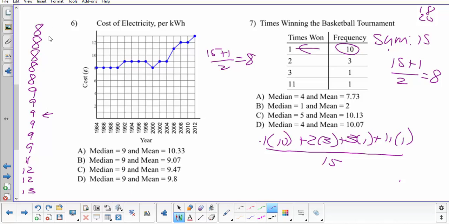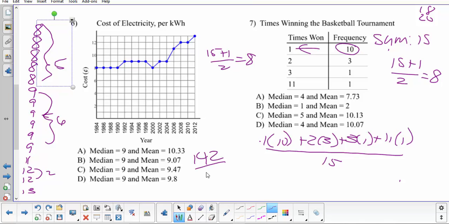To find the mean, we can do the same thing we did before. 1, 2, 3, 4, 5. We have 5 8s. 1, 2, 3, 4, 5, 6. We have 6 9s, 2 12s. 5 times 8 is 40, plus 9 times 6, plus 11, plus 24, plus 13, gives us a total of 142. We divide that by 15. Our answer is 9.46 repeating, which would round to 9.47. C is the correct answer.